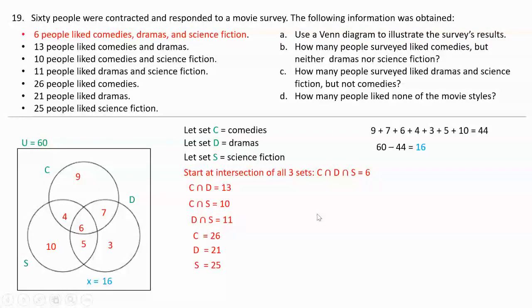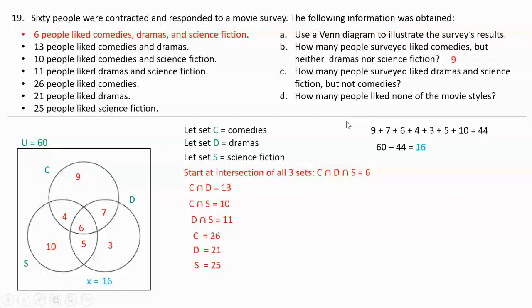Now let's do part B. How many people surveyed like comedies, but neither drama nor science fiction? So let's go to comedies, right? So they're talking about this right here, comedies. But they don't like dramas nor science fiction, so not these. So the answer will only be 9.